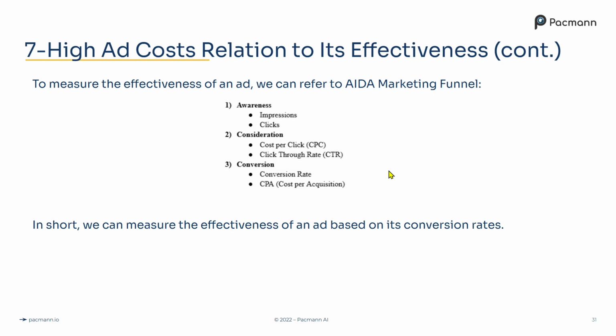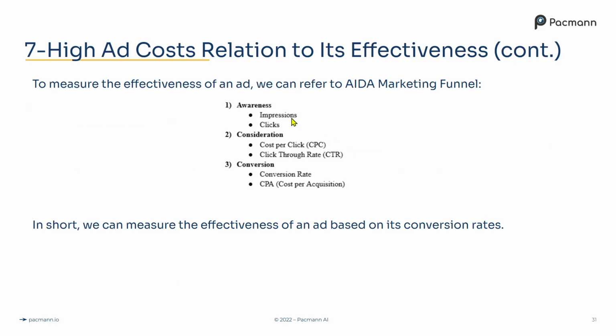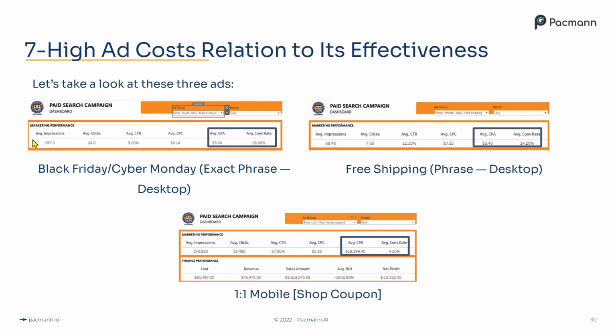And we cannot measure the effectiveness of an ad based on the average impressions or clicks alone, right? But we can measure the effectiveness of the ad by its average conversion rate. So we can refer to the AIDA marketing funnel, and based on this funnel, the conversion rate, the act of the customer buying a product or using a service, is the most important thing compared to any other process on a marketing funnel. So in short, no, we cannot infer that high ad cost has an effect on our conversion rates.